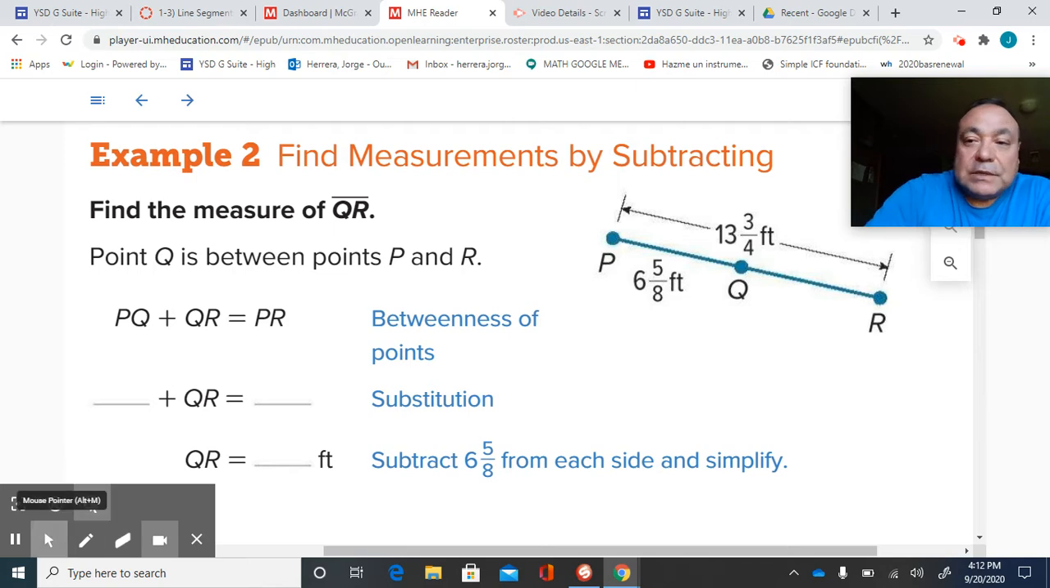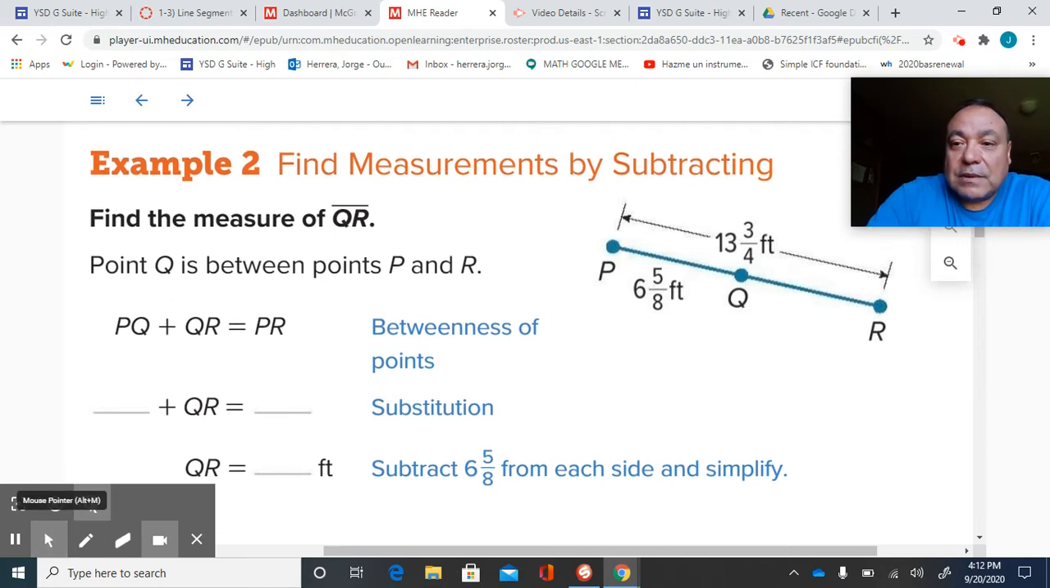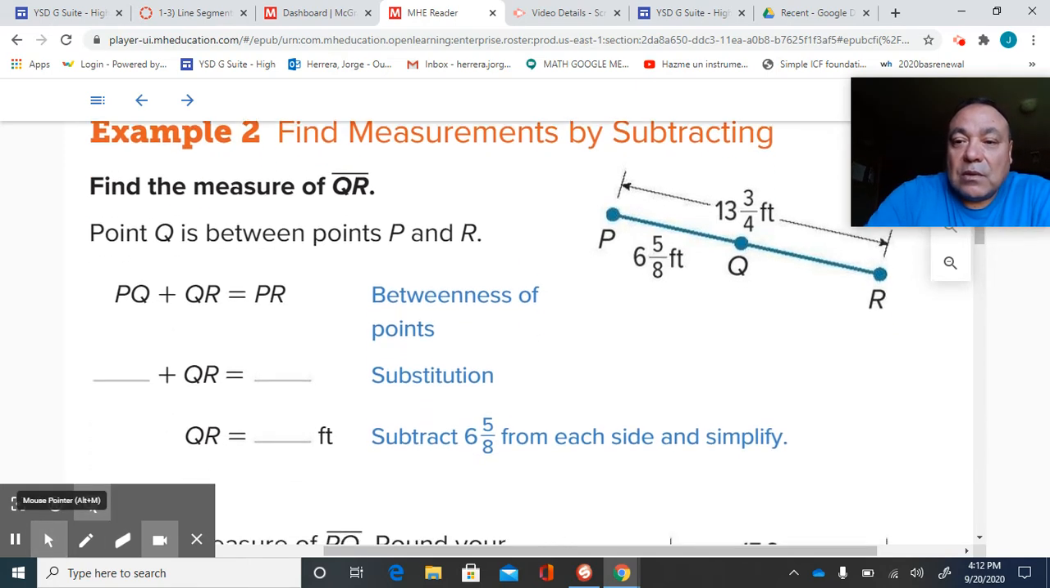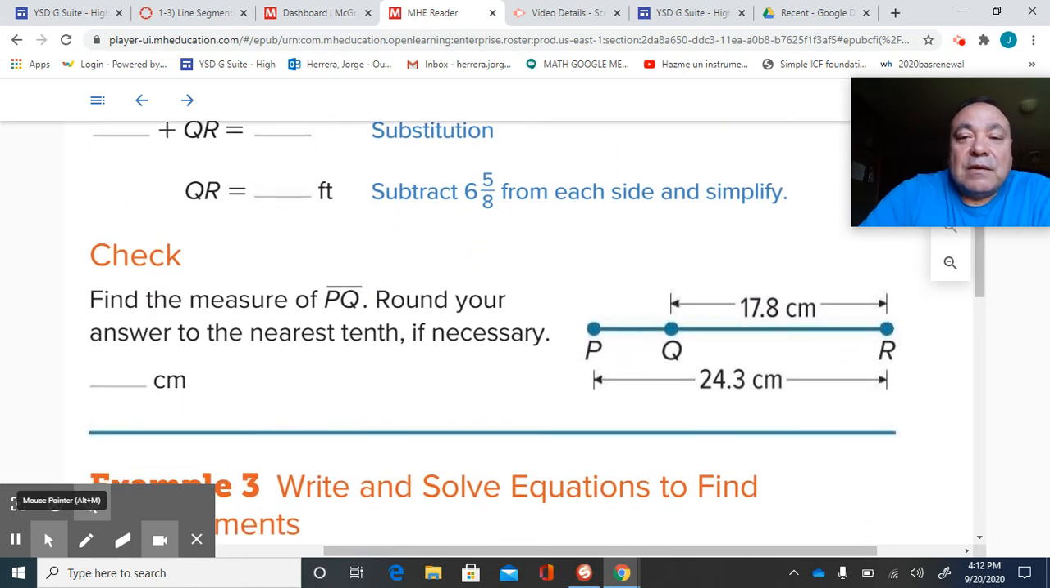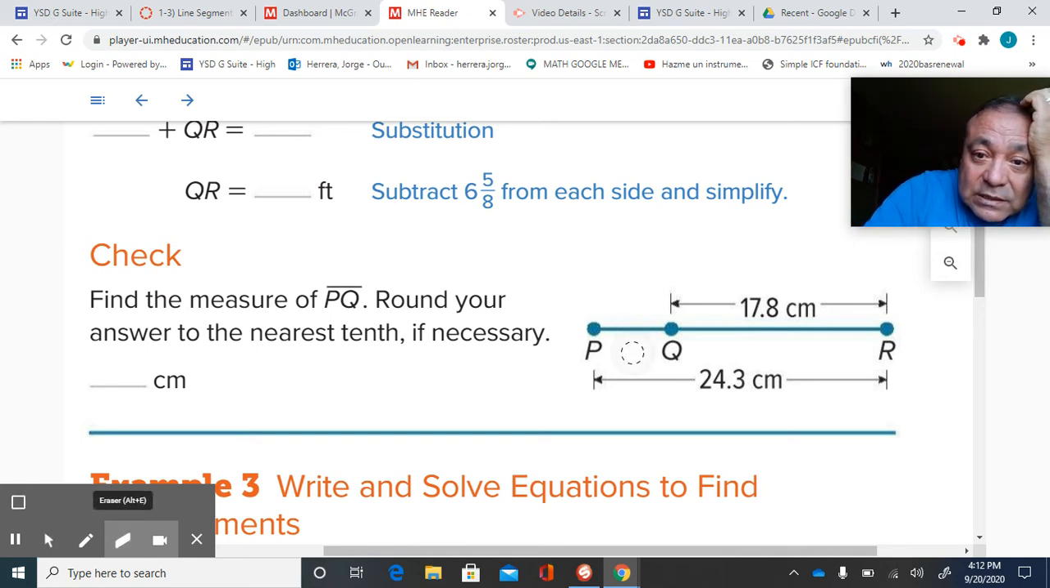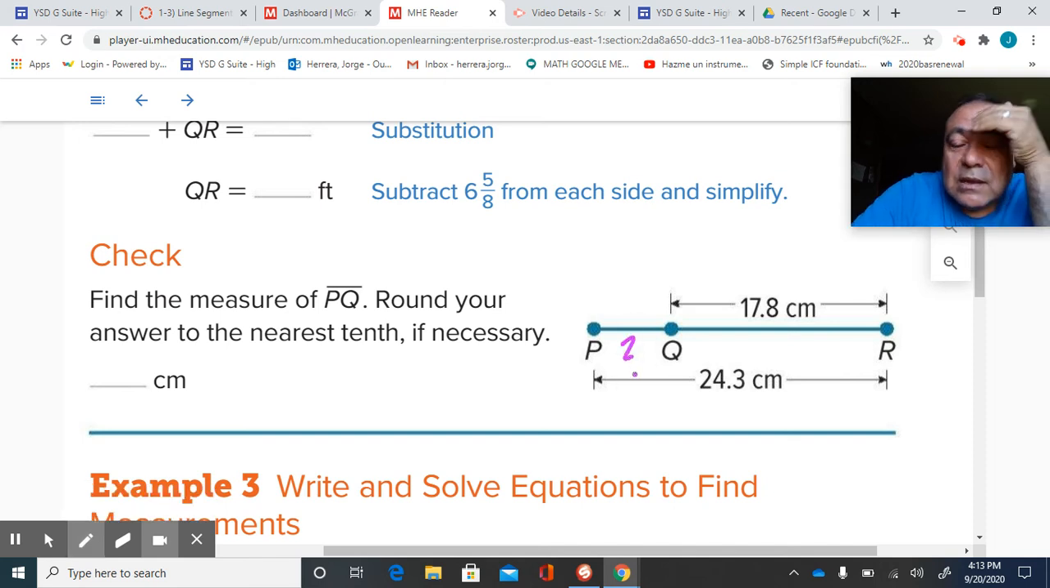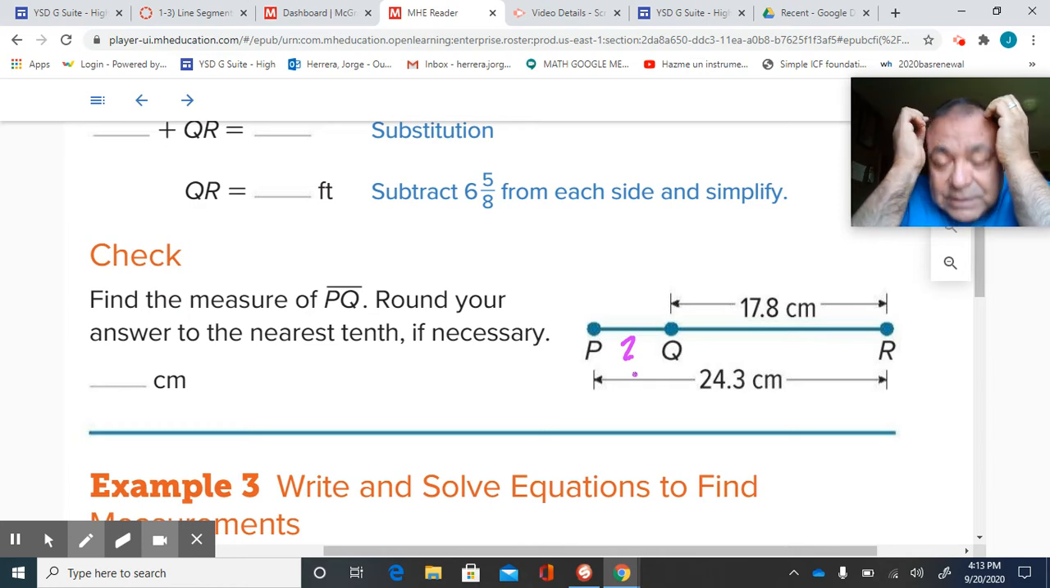Let me see if we can scroll down just a little bit. There you go. Let's do a check on this one. Let's see if we can find this puppy. Okay, so find the measure PQ. We need to find this distance right there. We don't know what that is, so we really want to find that. PQ. Round answer to the nearest tenth if necessary.